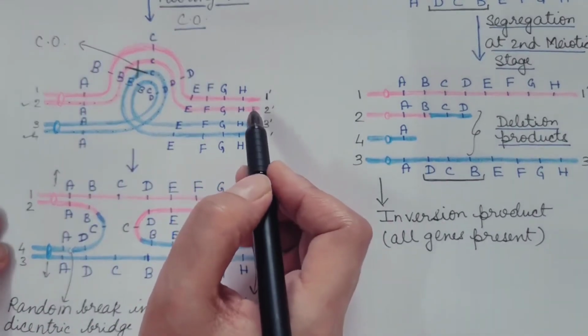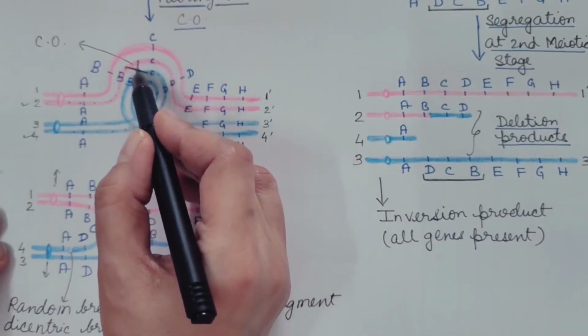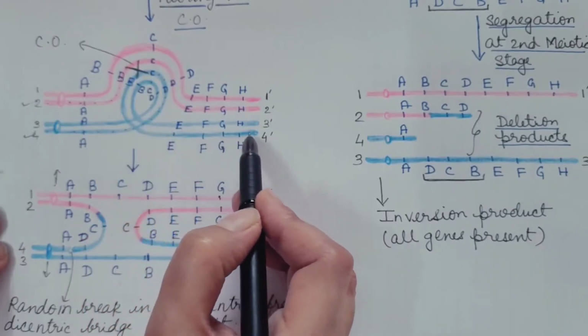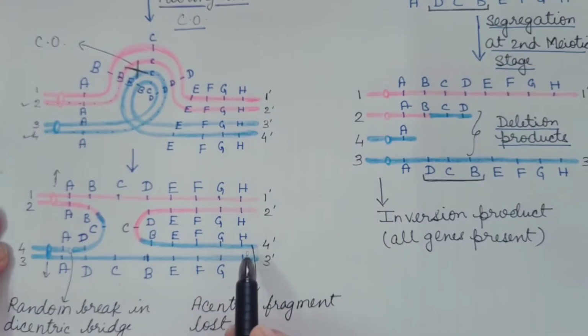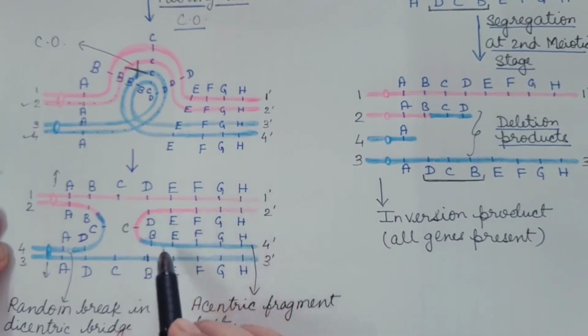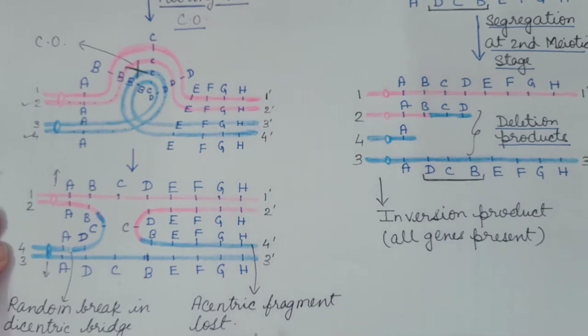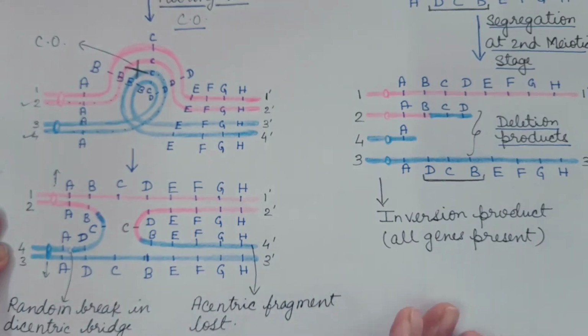And the other crossover product is HGFEDCB. This cross will go this way, BEFGH, 2 4. So we will get this one. This is the second crossover product. But here it is without the centromere. So it is known as the acentric fragment. So consequently it gets lost, because without the centromere, it cannot align itself or move.